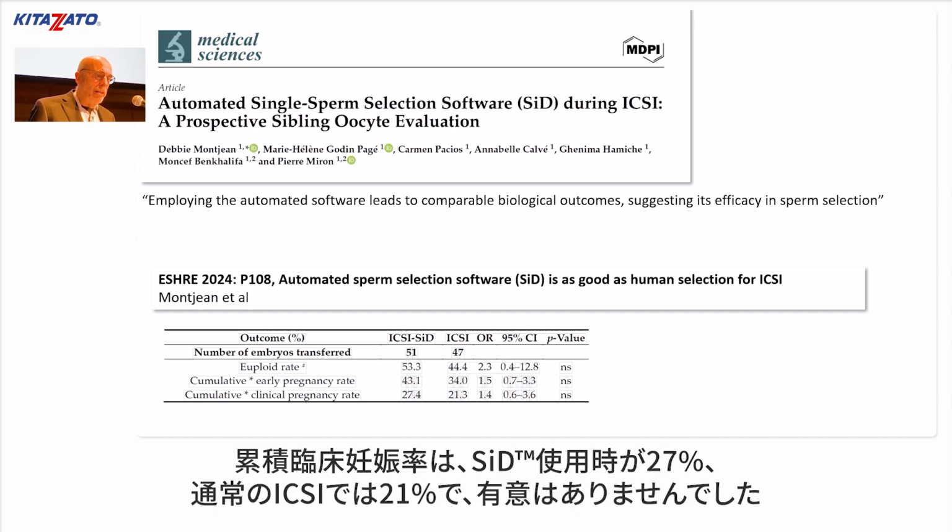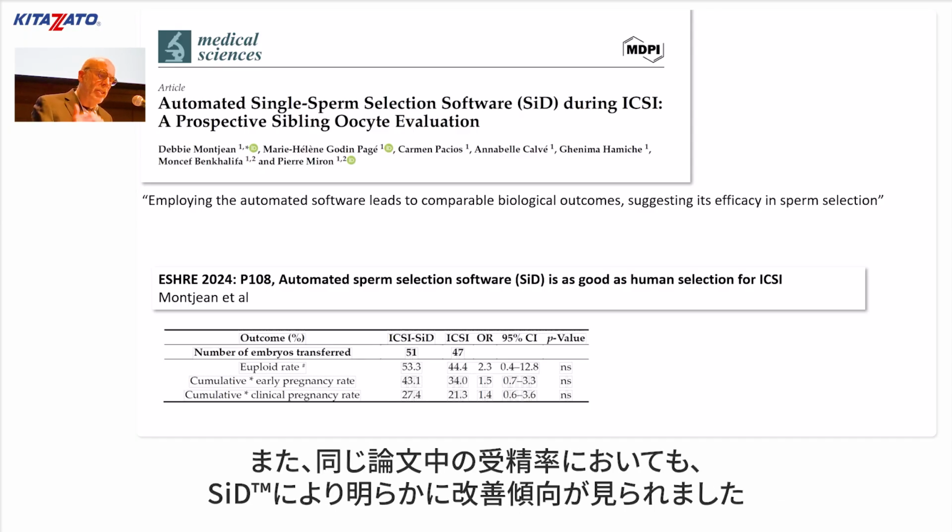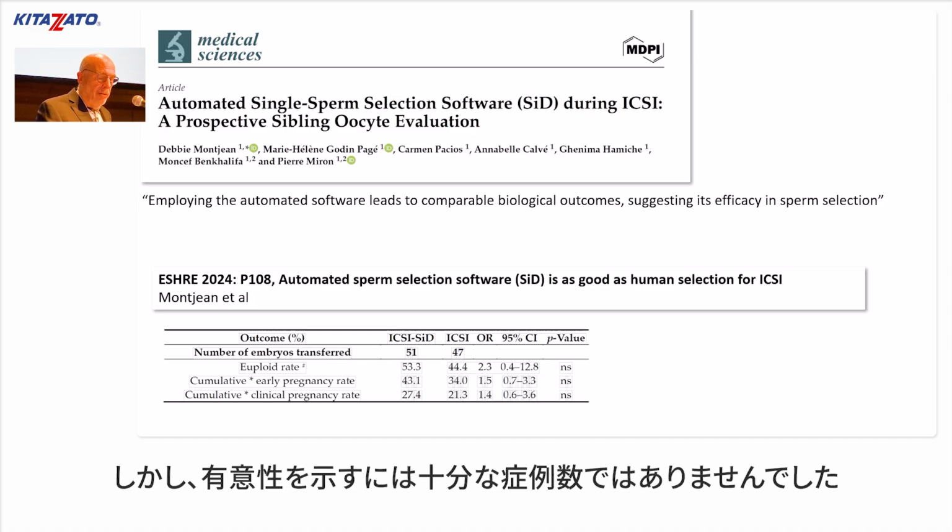And the cumulative clinical pregnancy rate was 27% when they used SiD and 21% when they did regular ICSI. That was not significant. None of these comparisons were significant, but they all had trends. And also the fertilization rate presented in the same paper, there was clearly a trend to improvement, but they just didn't have enough numbers to show significance.